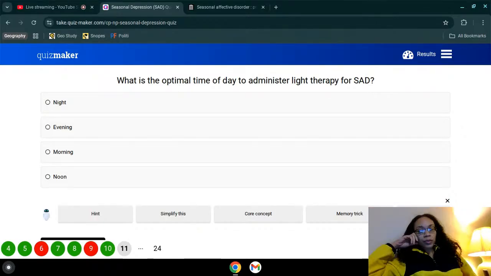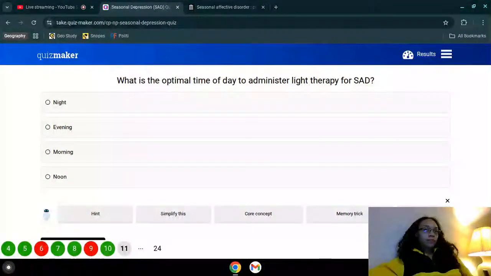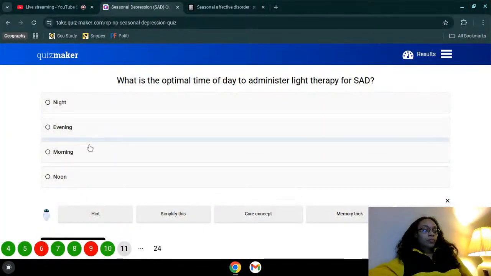What is the optimal time of day to administer light therapy for SAD? Night, evening, morning, noon. I don't know. I think morning.